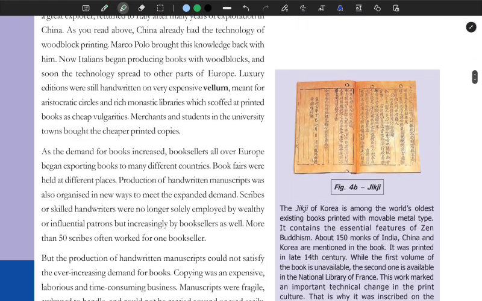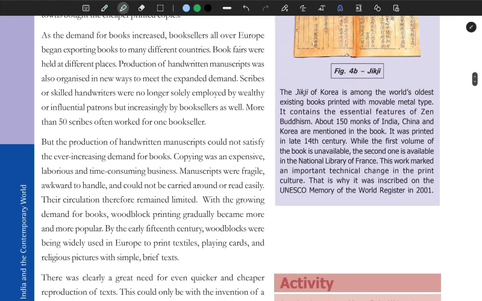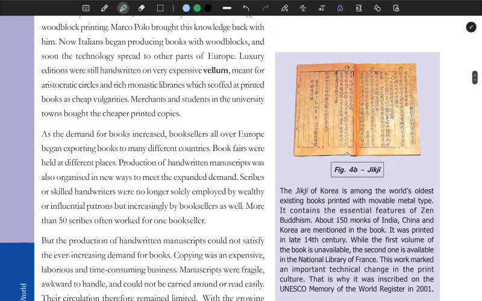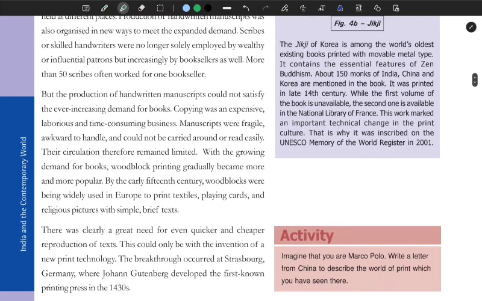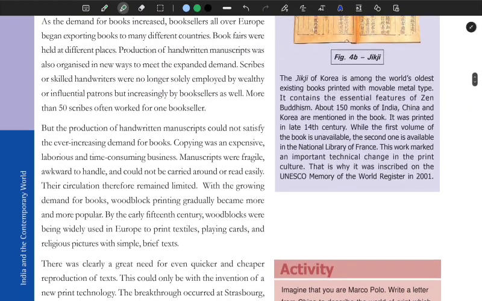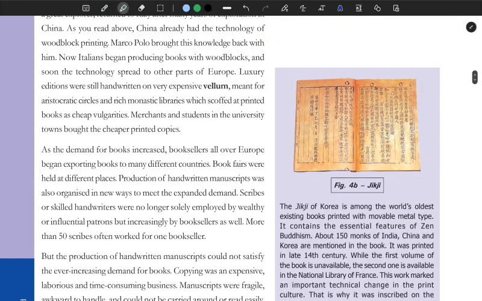Right, so moving on, we need to give another reason, that is Marco Polo. Marco Polo, he was an explorer, Italian explorer. All right, they can ask you for the 1 marks.